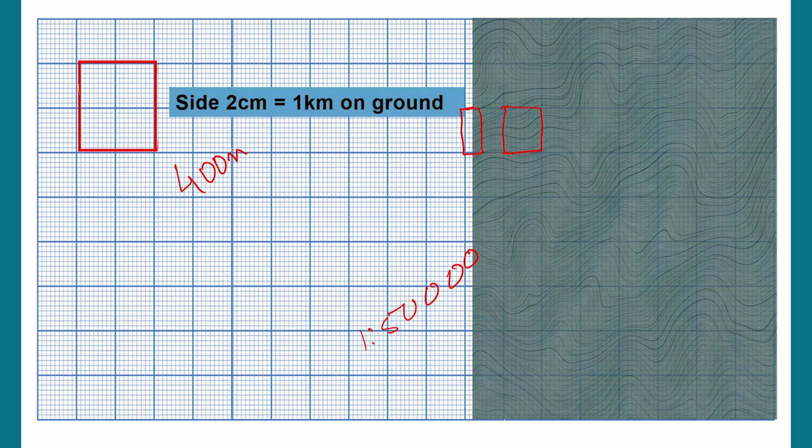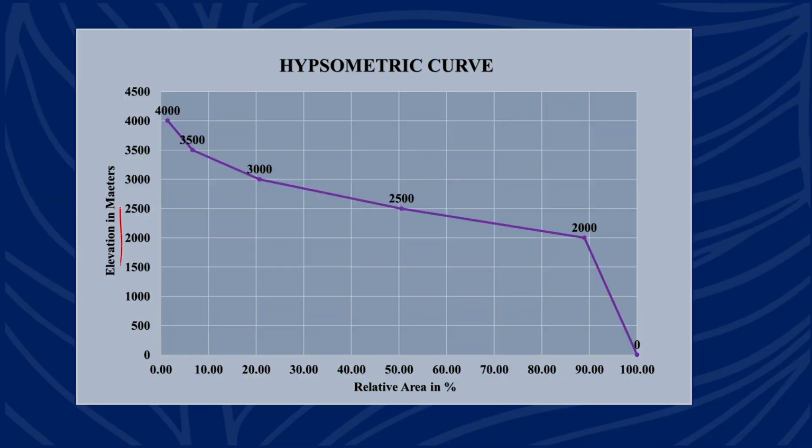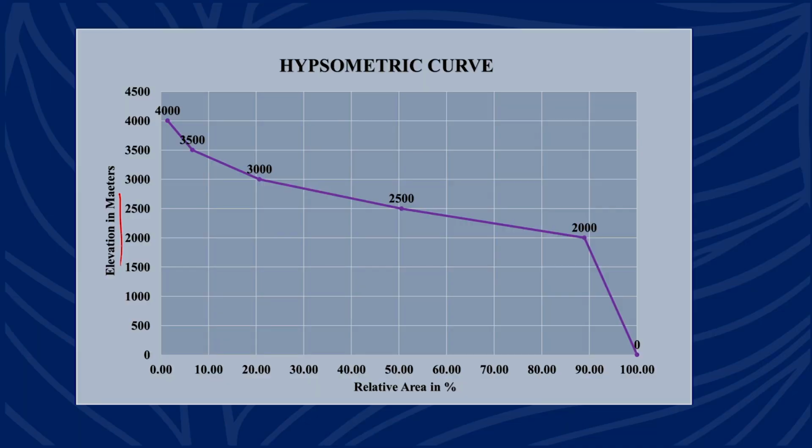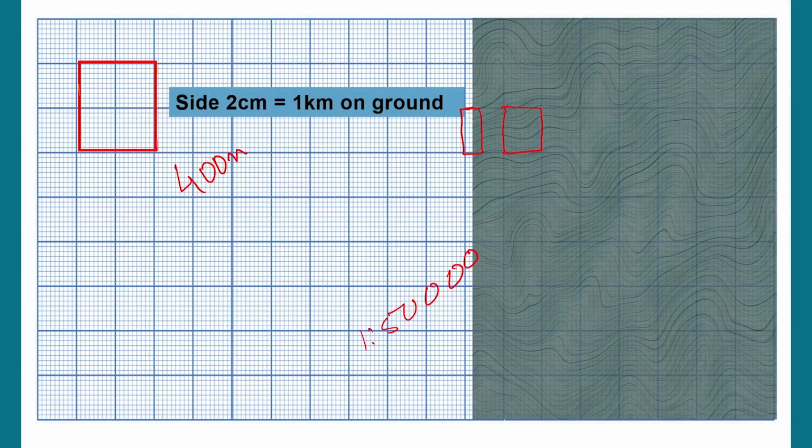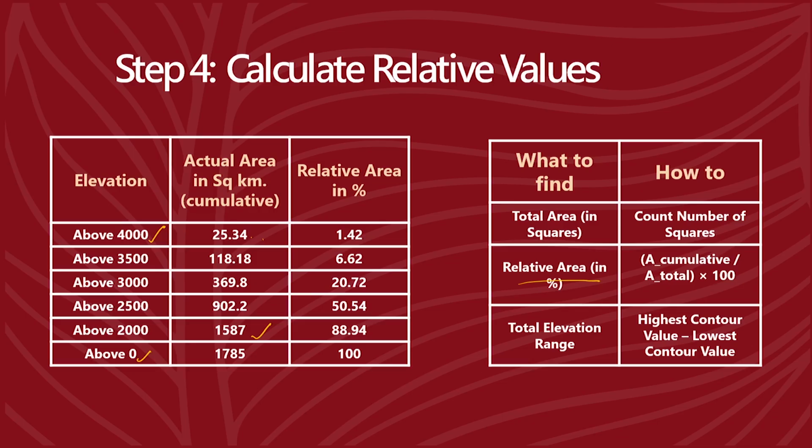Alright. Now, how do we derive a hypsometric curve? Once we have our elevation in meters sorted, after we have drawn our contours and we have calculated our relative area in percentage, please allow me to take you back to the table for a second. Here we have a relative area. It is derived in percentages. Please do not forget, relative area has to be taken in percentages and the calculation is as follows.